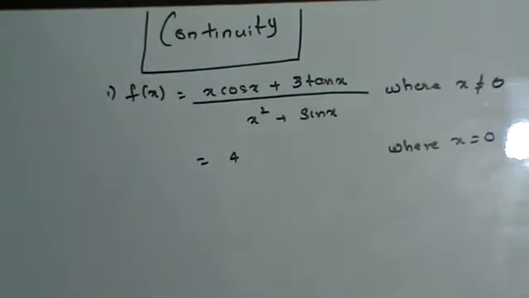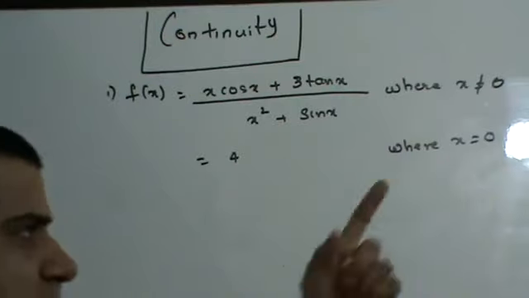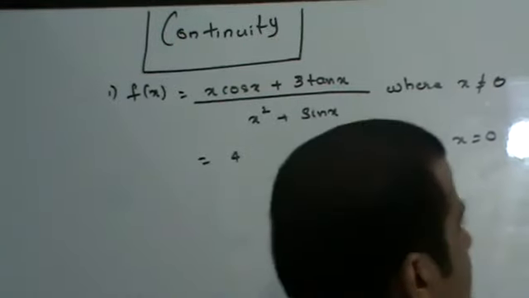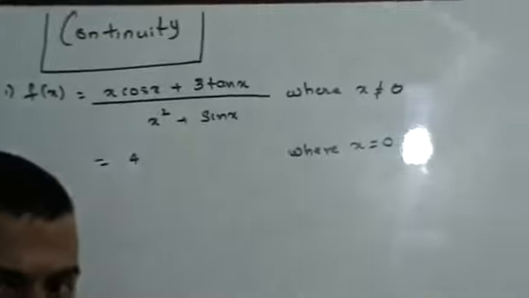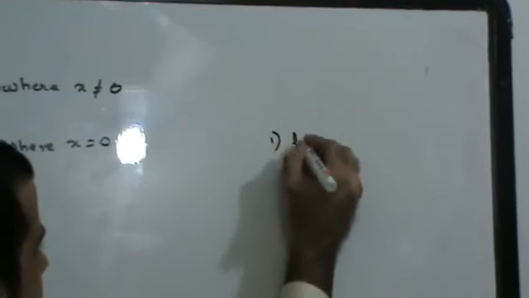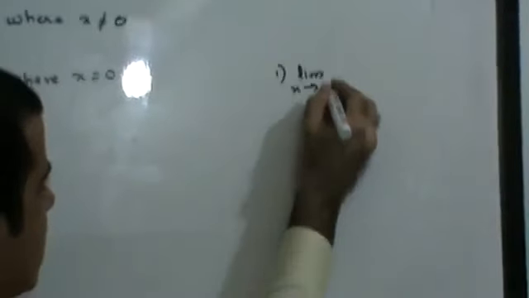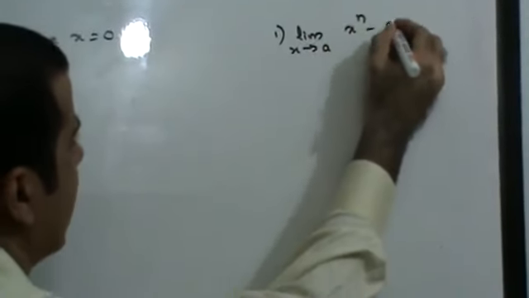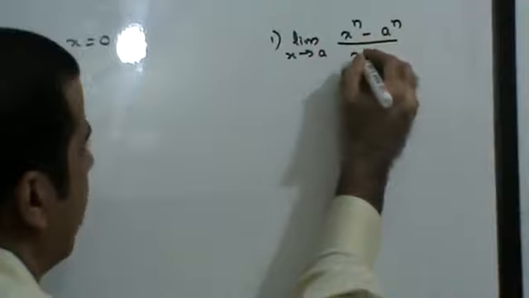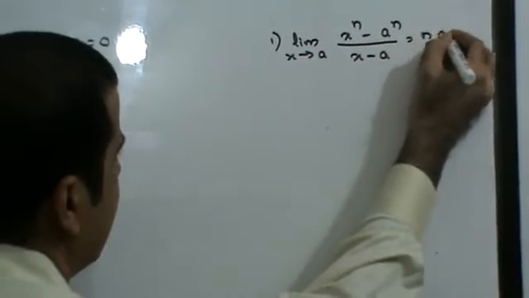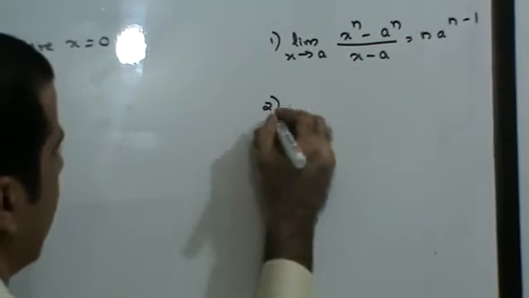Now if you are clear with your limits concepts, continuity should be very simple. Just in case if you are not clear with your limits concept, I will just write all the formulas of limits on the right hand side of the board for your benefit, guys. You have 5 formulas in limits. First, limit of x tends to a, x raised to n minus a raised to n upon x minus a is na raised to n minus 1.